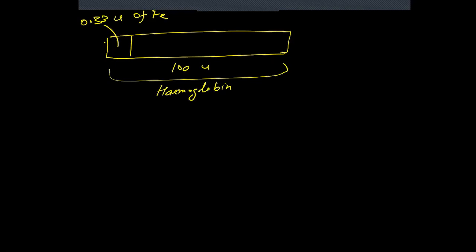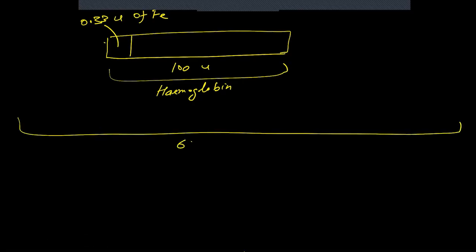Then 0.33 units are of iron. It is given 0.33%. Then you need to calculate: if this is not 100 units, this is 67,200 units of hemoglobin, then how many units will be of iron? Okay, so you can apply the direct proportion method.